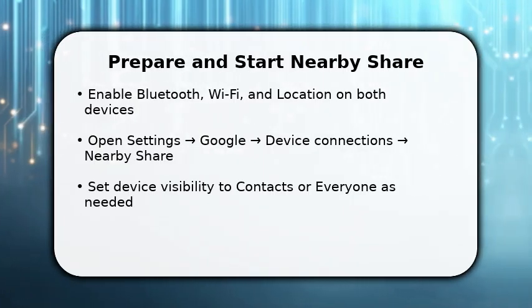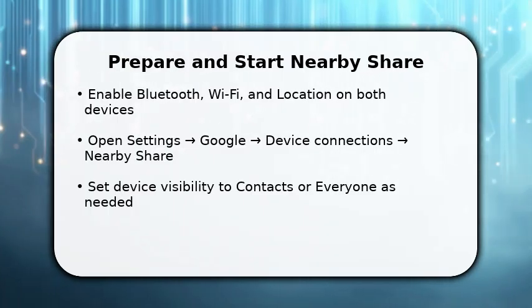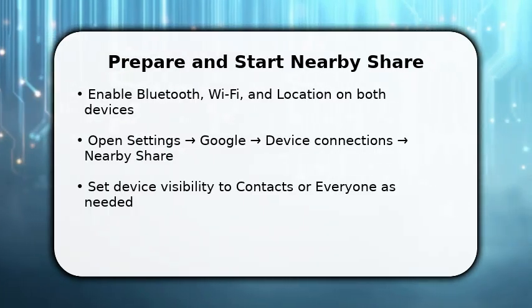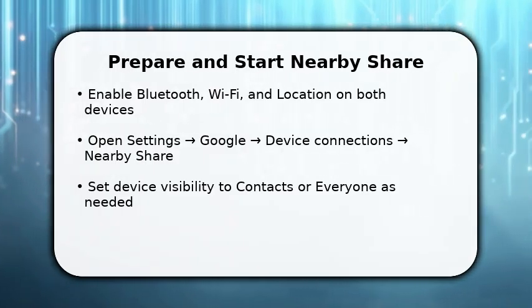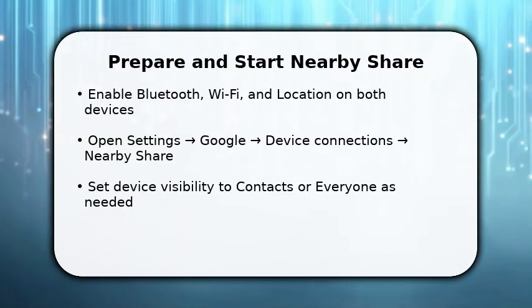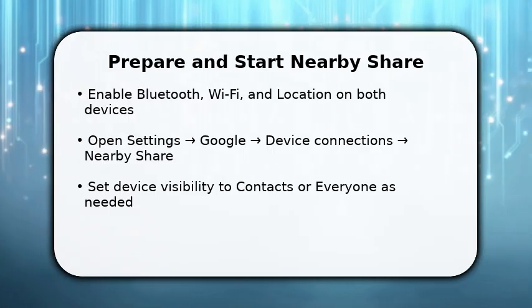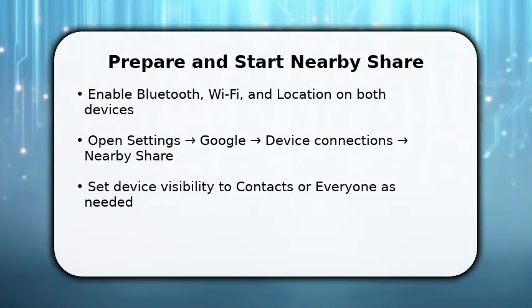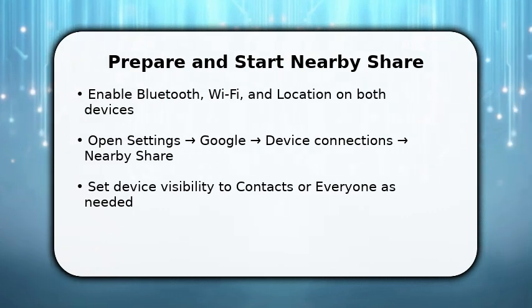You begin by enabling Bluetooth, Wi-Fi, and location on both Android devices so discovery works. Open Settings, tap Google, then Device Connections and choose Nearby Share. This initializes the protocol. Once done, set your visibility to contacts or everyone depending on who you trust. This controls discoverability. Make sure Battery Saver is off because it can block background discovery. Now tap the toggle to enable Nearby Share and keep the screen on for the next pairing step.